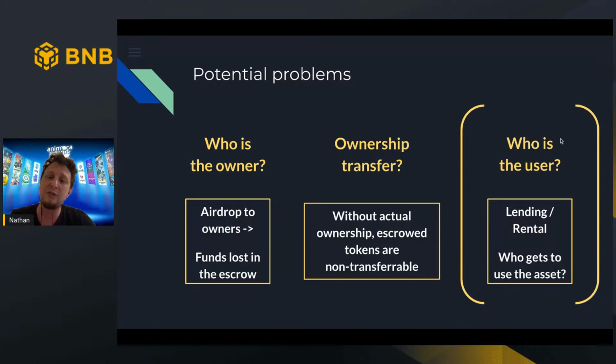Another issue, which there have been some attempts to solve through standard proposals, is who is the user. Meaning, in the case of delegation, lending, or rental, who is actually allowed to use the token, even though they are not the owner of it. I put this one in parentheses because this is not in the scope of this current talk and this current design proposal.